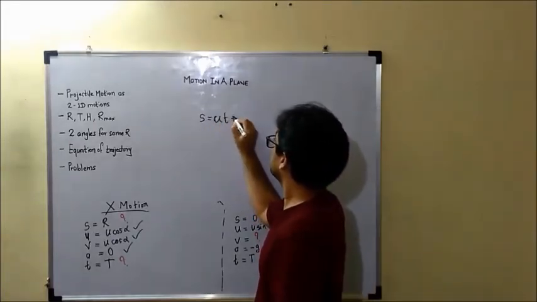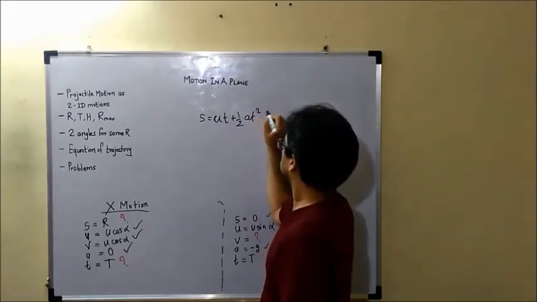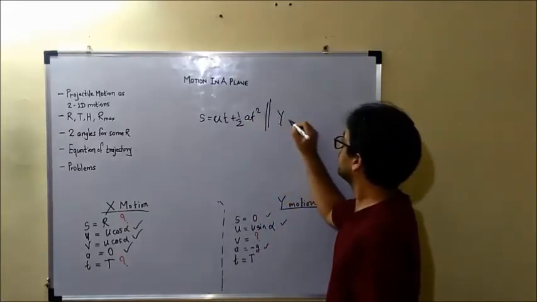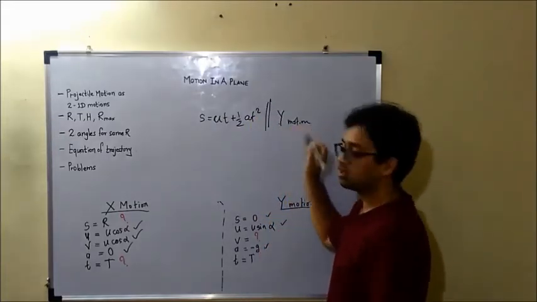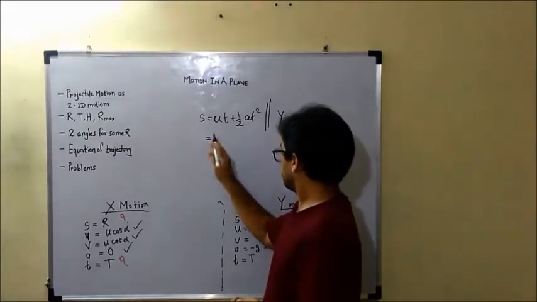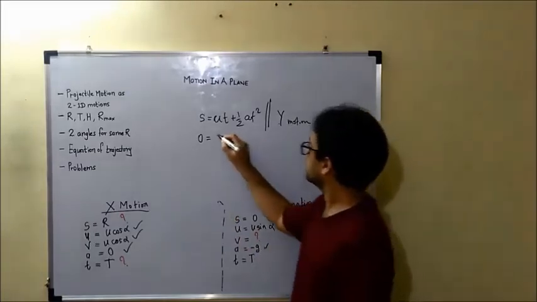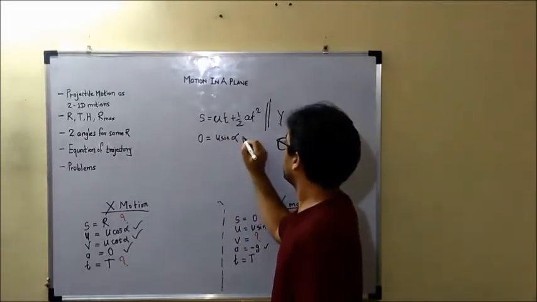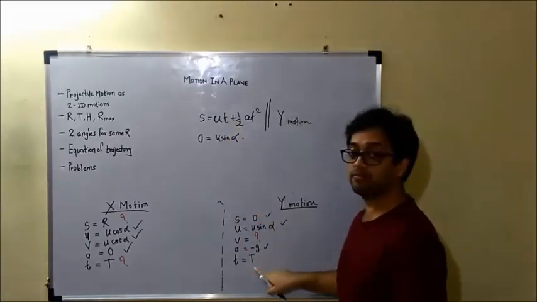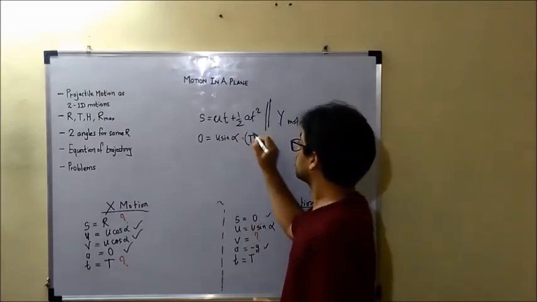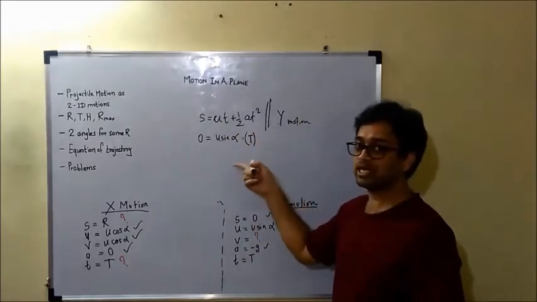So ut plus half at square. Remember that this is only in the y motion direction. Okay, so s, how much is s? It is 0. What is u? It is u sin of alpha into t. How much is time? Capital T. It is unknown. So this equation is in fact going to give me that time.